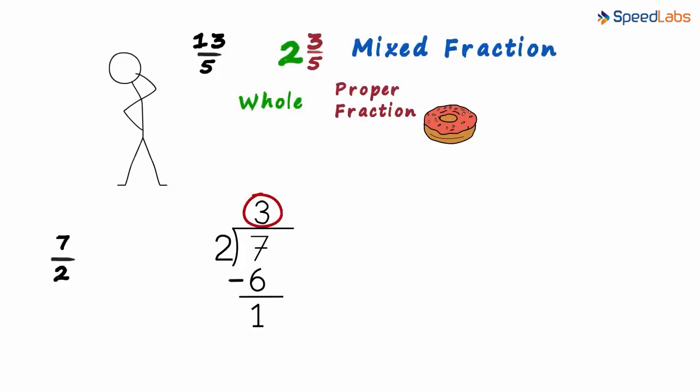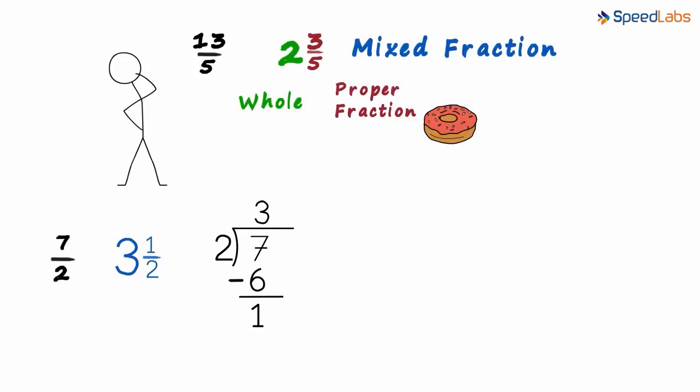The quotient becomes the whole part. Let this 3 be placed here. This is the whole part. The remainder becomes the numerator of the fraction, so we place the 1 here. And the divisor becomes the denominator of the fractional part, so we take the 2 here. That's it. 7/2 can be written as 3 1/2. We can also call it 3.5.